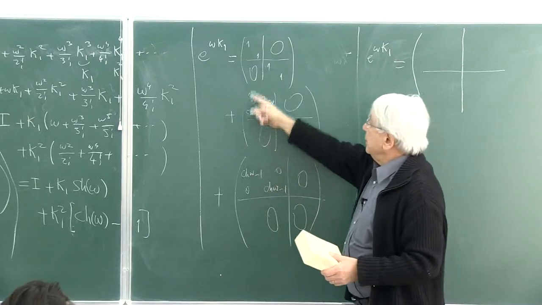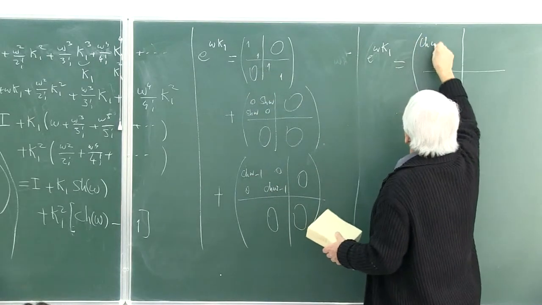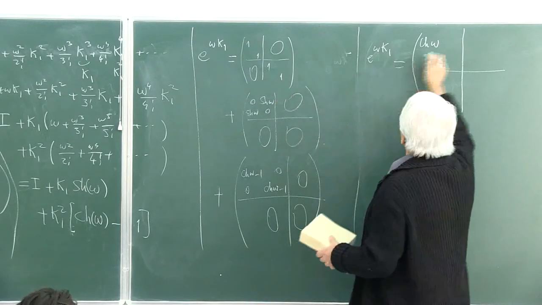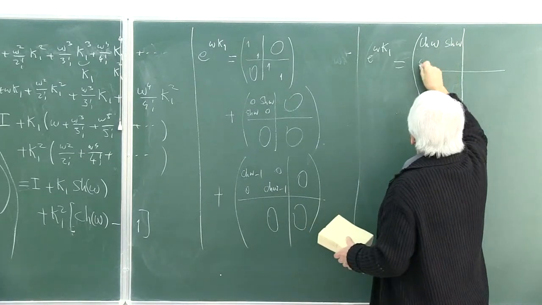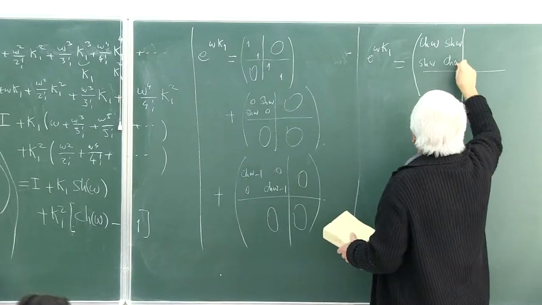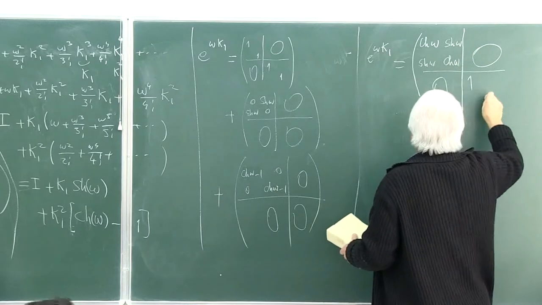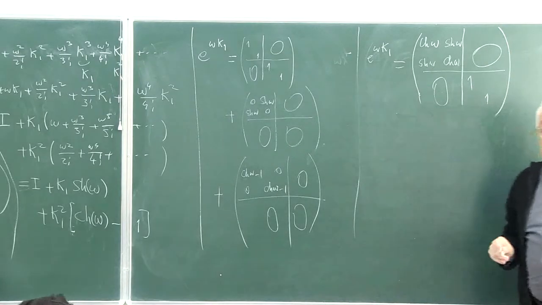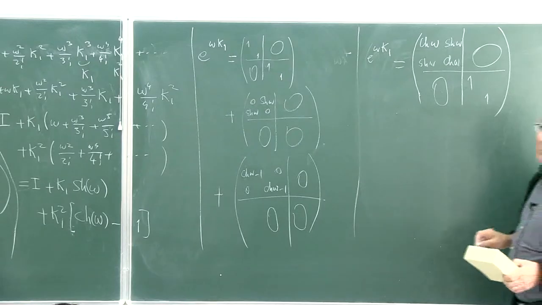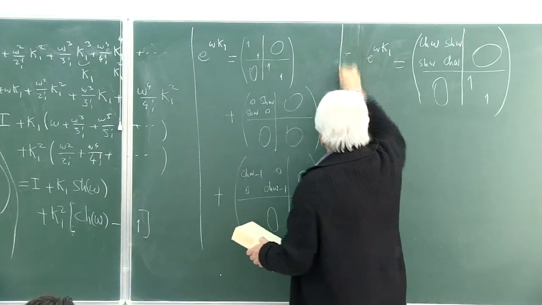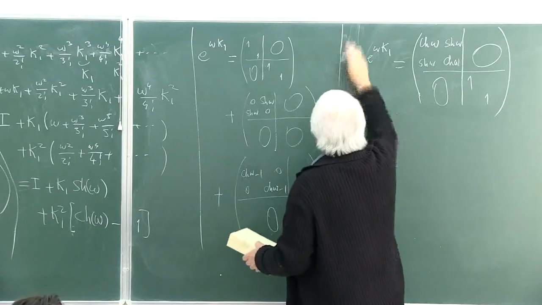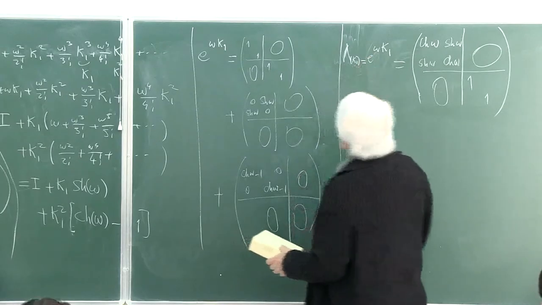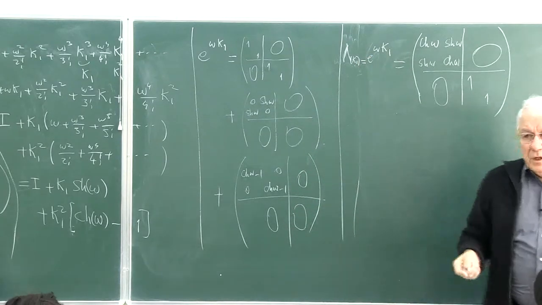Cosine hyperbolic omega, that's the only term. And sine hyperbolic omega in these positions, in that position. And sine hyperbolic omega here, cosine hyperbolic omega here, 0, 0, here there are 1s. So that's the matrix. The Lorentz matrix, lambda, capital lambda. So what kind of transformation does it do?